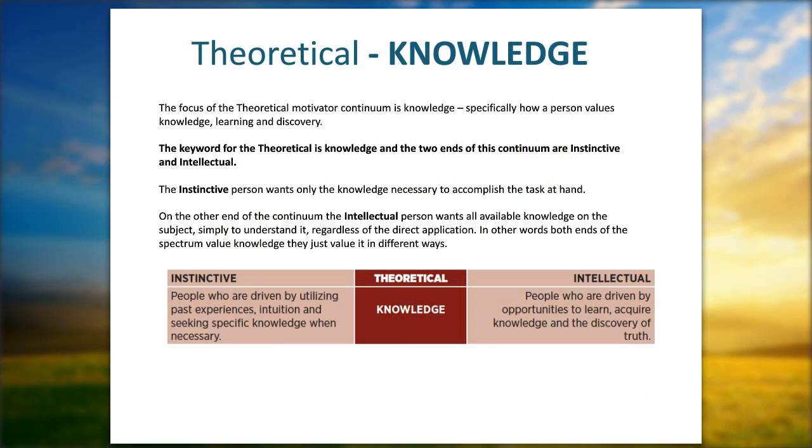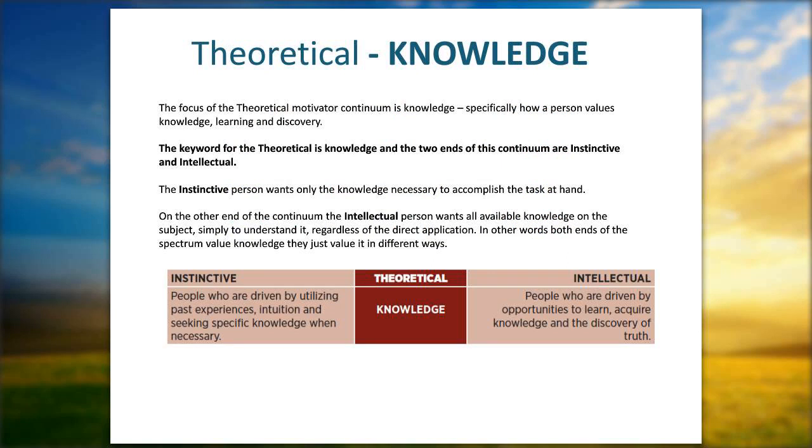So I want to go through each one of the areas. So the 6 areas that you saw when I showed you the vehicle with the champion on the car, the 6 keywords. The first area is knowledge. And so you either scored more on the instinctive side or the intellectual side. And basically the instinctive person only wants to get the knowledge that they need to accomplish the task at hand. So just give me what I need. Don't give me too much information and let me move forward.